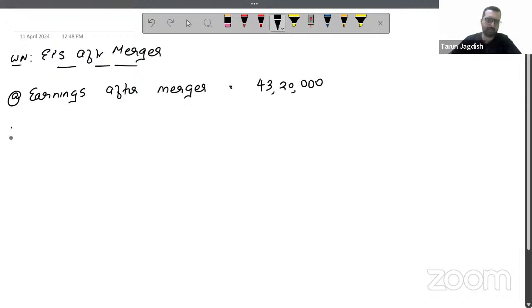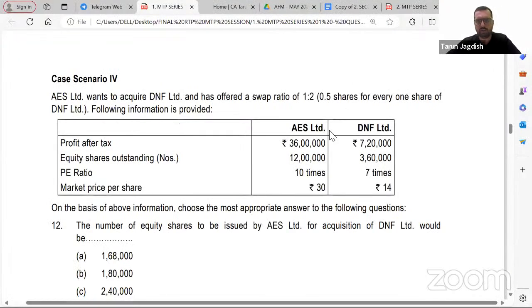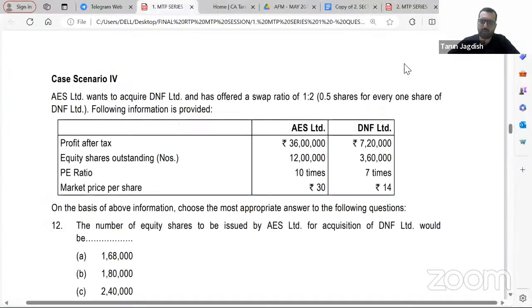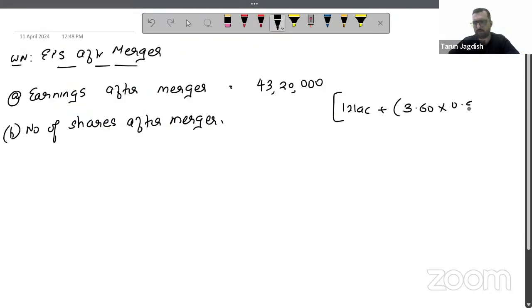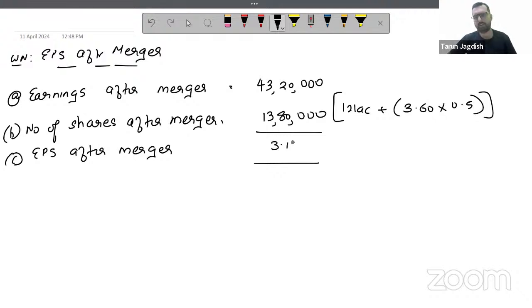43 lakh 20,000. Okay. Then I will take the number of shares after merger. How do you find out the number of shares after merger now? Here you have 12 lakh shares, plus for 3,60,000 shares you are going to issue 0.5. 1:2 is the ratio. So 1.8 will come. So the total will be 13,80,000. So from this, can you tell me what will be your EPS after merger? Do you get the answer as 3.13 rupees per share?